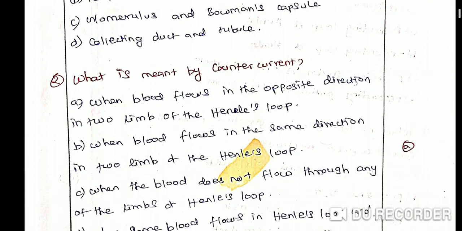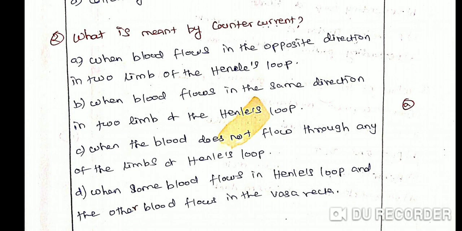Next question: what is meant by counter current? Option A, when blood flows in the opposite direction in two limbs of the Henle's loop. Option B, when blood flows in the same direction in two limbs of the Henle's loop. Option C, when blood does not flow through any limb of Henle's loop. Option D, when some blood flows in Henle's loop and the other blood flows in vasa recta. The correct answer is option A, when blood flows in the opposite direction in two limbs of the Henle's loop.